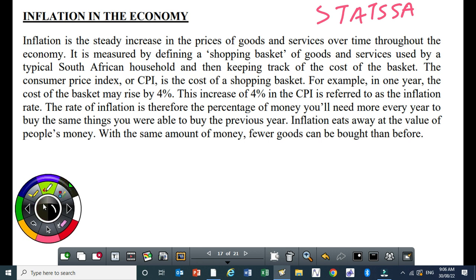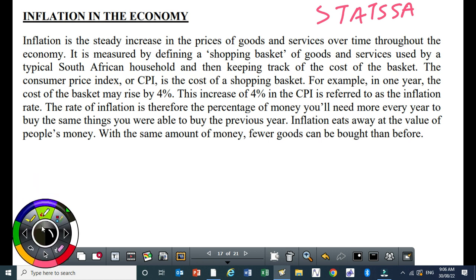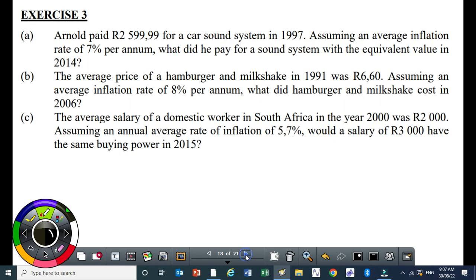So you need mathematics or statistics, which is a branch of maths. You also need economics to work at Stats SA. So you must get very good results in mathematics if you also want to work there. Yes? They pay very well. They pay very well.